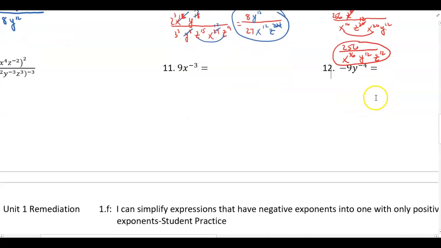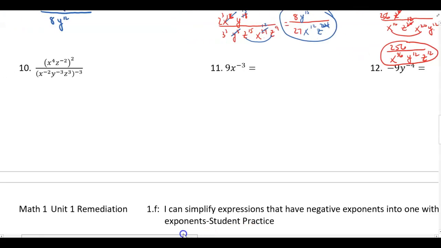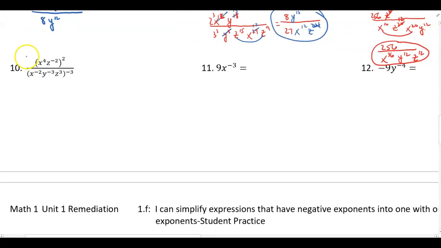So those are the real difficult ones. Now when I get to problems like these, right? Here, I'm raising everything in this quantity to the second power. So that's going to become x to the 8th, z, right? It's going to be z to the negative 2 times 2 is negative 4 over, right?